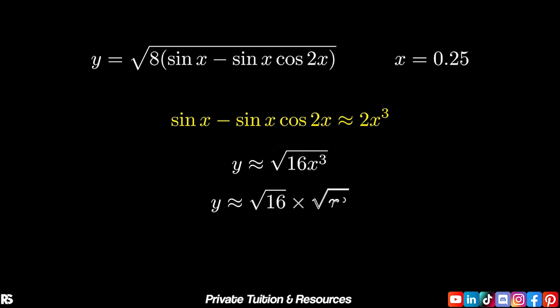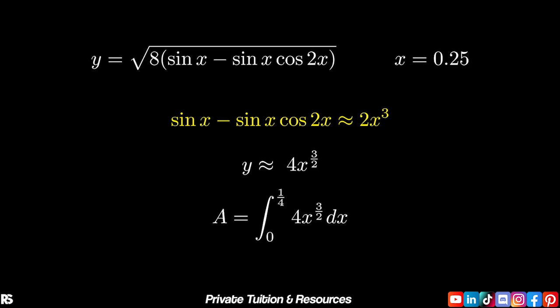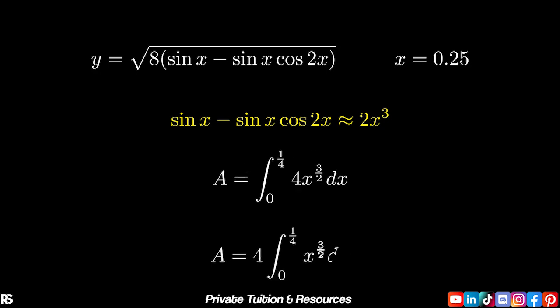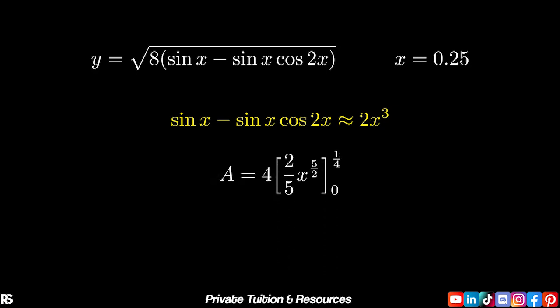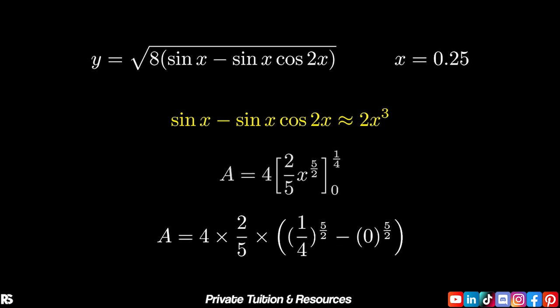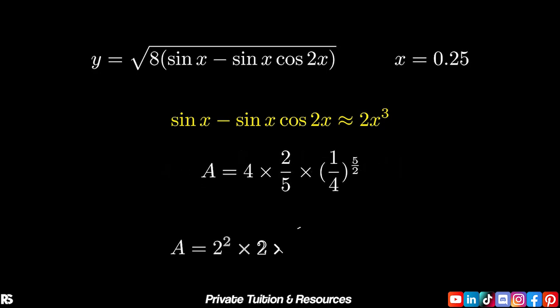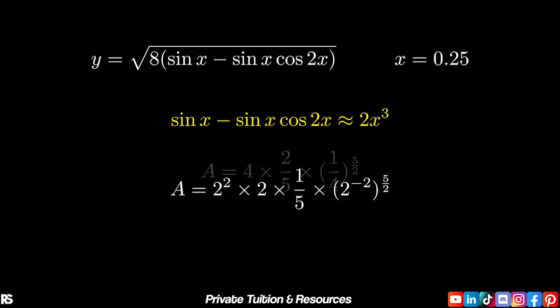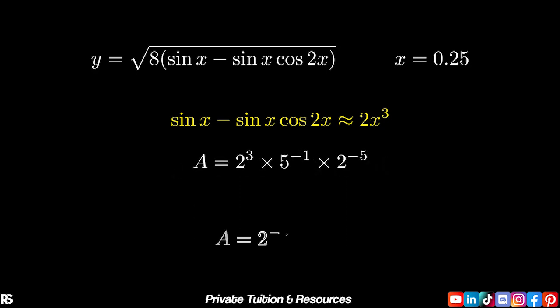Next, we can split up the square root. Simplifying, the area can then be found with the following integral. We can take out a factor of 4. Integrating leaves us with the following. Taking out a factor of 2/5 and substituting in the limits leaves us with the following. Simplifying, we can now start writing everything as powers of 2 and as powers of 5. Combining the powers of 5 leaves us with our final answer.